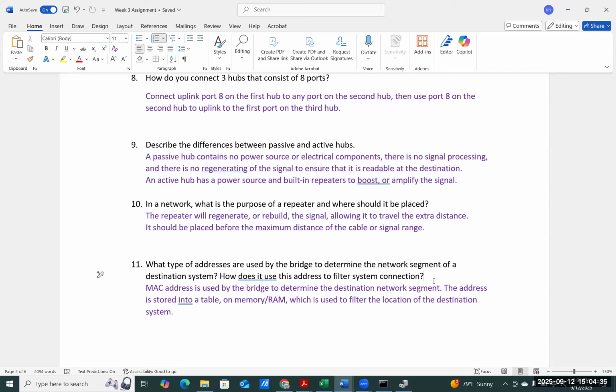So the address is then stored on the table. Where does this table go? RAM on the appliance, right? And it is used to locate which part of the network you're sitting in or using. Okay.